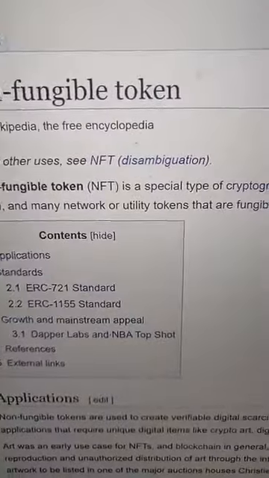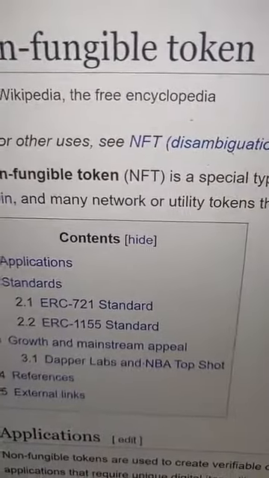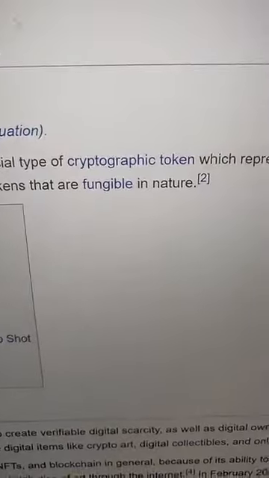So a non-fungible token is a special type of cryptographic token which represents something unique. Non-fungible tokens are thus not mutually interchangeable. This is in contrast to cryptocurrencies like Bitcoin and many network or utility tokens that are fungible in nature. Fungible means you can interchange a dollar for dollar. If you go to a store to purchase food items, $1 buys $1 worth of food.